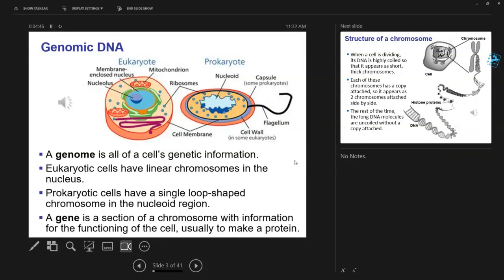That's just comparing a eukaryotic cell and a prokaryotic cell. A eukaryotic cell has a nucleus and all this other stuff, endoplasmic reticulum and mitochondria. Prokaryotic cells don't have those. They have usually one chromosome that's like a loop, and it's not in a nucleus.